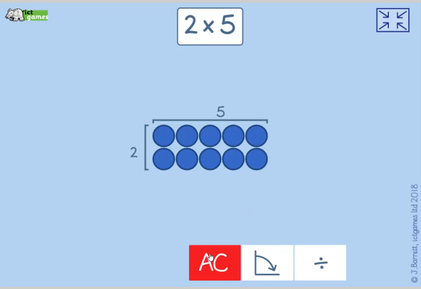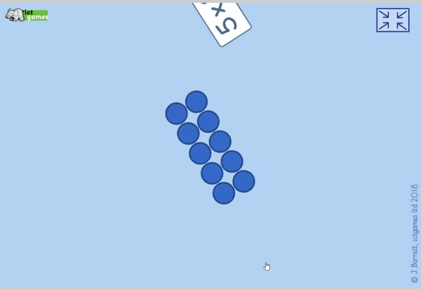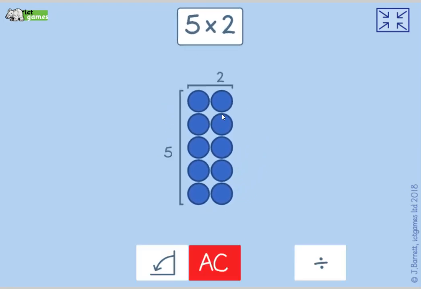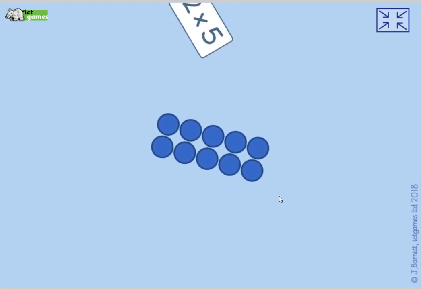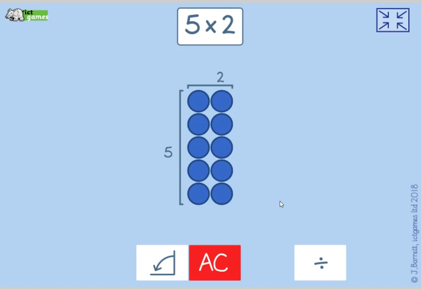Before I go any further, let me just show you something else as well. So 2 times 5 is 10. But what else do you know? Year 2s, you should be very quickly thinking of something else. If I turn this around, if 2 times 5 is 10, I've still got the same number of spots here. Let's count them in 5s. 5, 10. Hang on a minute. 2 times 5 is 10, and 5 times 2 is still 10. That's the commutative law: if you swap the numbers around with a multiplication fact, you still get the same answer.